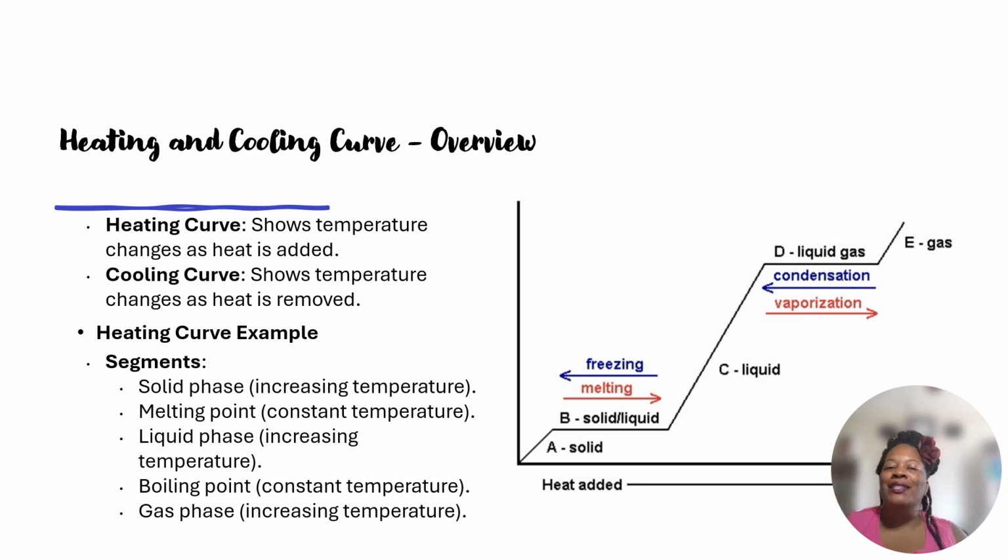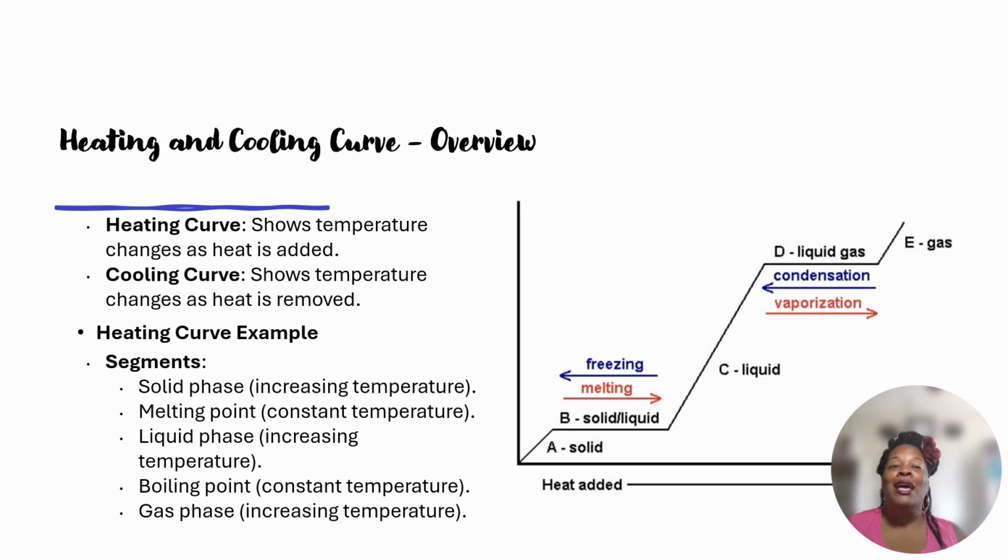So depending on what state they're giving you, they may ask you to indicate what section B, phase B, is. You can either say it's melting or freezing, depending on whether you're adding or removing heat. Liquid, same thing here. They may have you identify what section C is, section D, and section E. Make sure you know this graph.